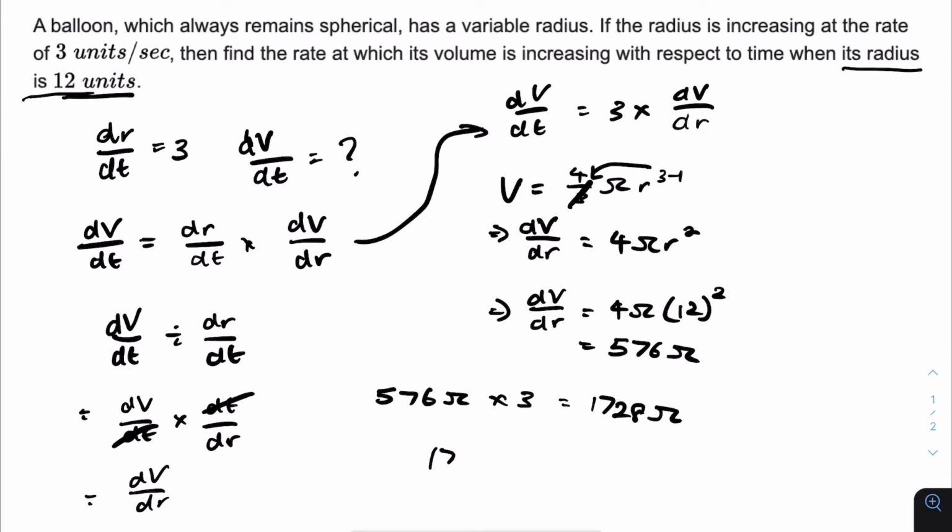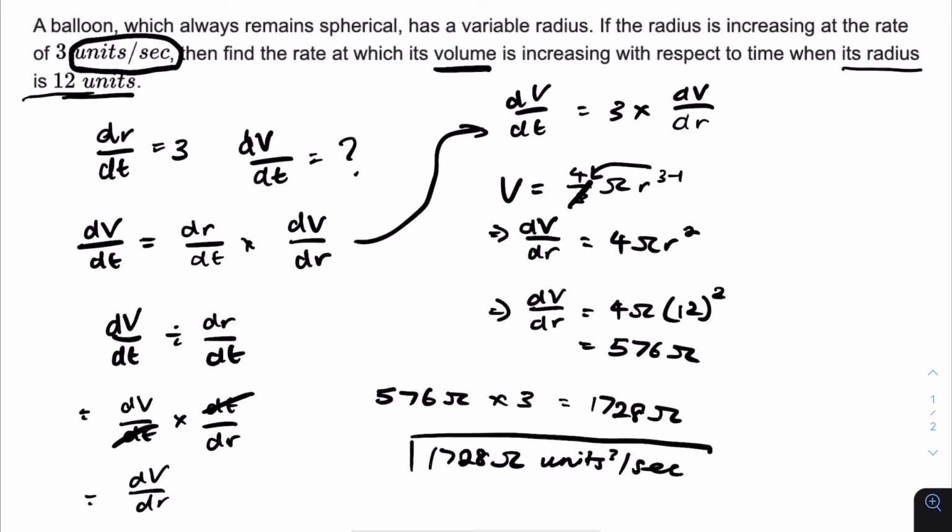So our answer is 1728 pi, and now we need to look at the actual measurement that we're trying to take, and therefore come up with the appropriate units for it. So it's asking for the rate. Our rate is always per second, just like over here. But it's also looking at the volume, and a volume is a cubic measurement, so it would be represented by units cubed per second. So that's the way we write it.